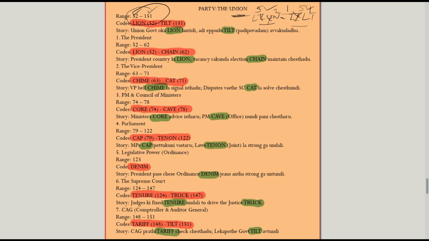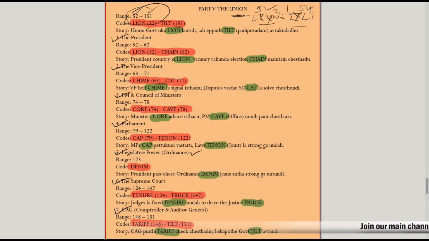So you don't need to remember any sequence. You don't need to learn by heart. All you want to do is to remember those words. Okay, that's it. Next, in this, there are some minor sections: president, vice president, PM and council of ministers, parliament, legislative power or ordinance, also called president ordinance, and the supreme court and the CAG.